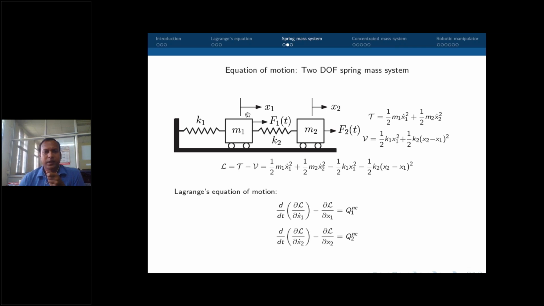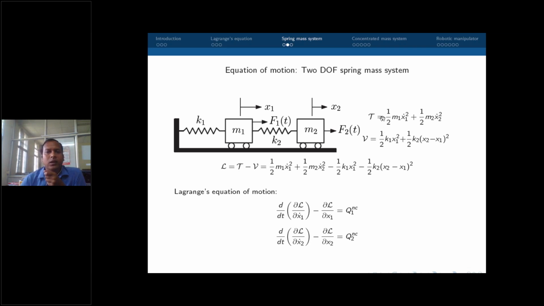Left end of the second spring is moved by x1, right end is moved by x2. The difference between them is the stretching. So the difference between them is x2 minus x1. That is the stretching. So the potential energy related to the second spring is written here: half k2 into (x2 minus x1) square.